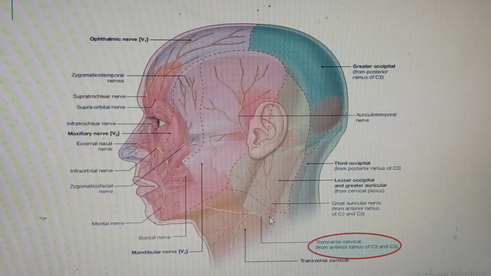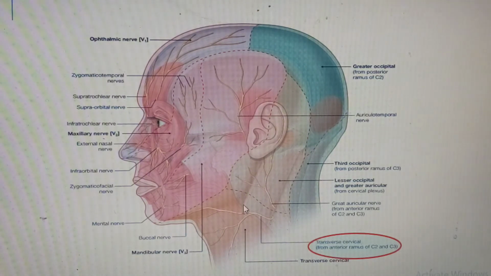One thing that you have to know is that when it comes over here, it will also give off some branches to supply the lateral aspect of the neck. Not only the neck, but also the body of the mandible, even all the way up to the level of the sternum. So that is what we call the transverse cervical nerve. Transverse cervical nerve, C2, C3, just like the great auricular nerve.